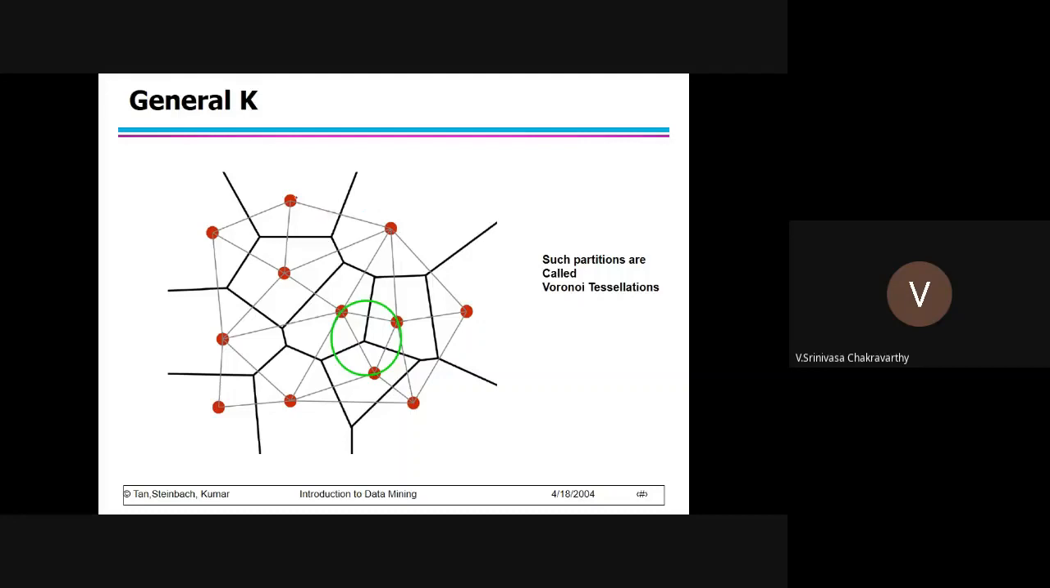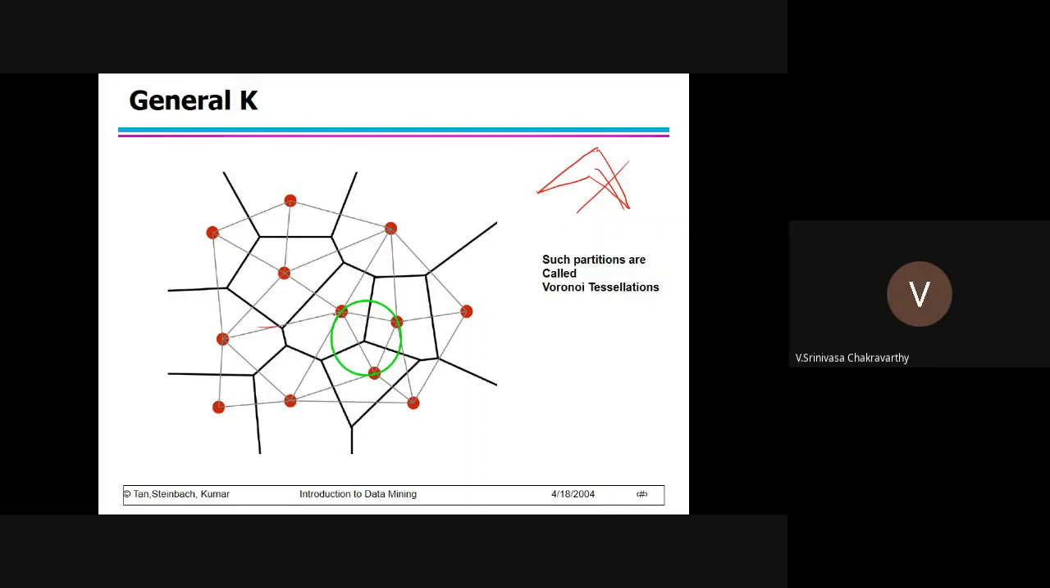You see that the red dots are all the centroids, and the plane is divided into small polygons, and you see the polygons are all convex. You don't see any concave polygons. You don't see anything like this. We don't see anything like this.